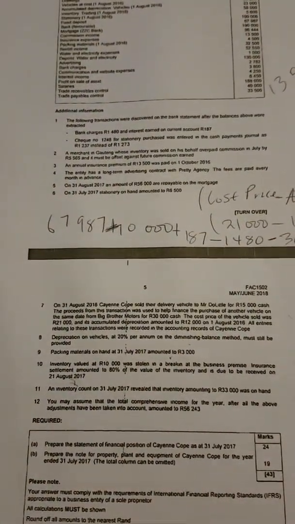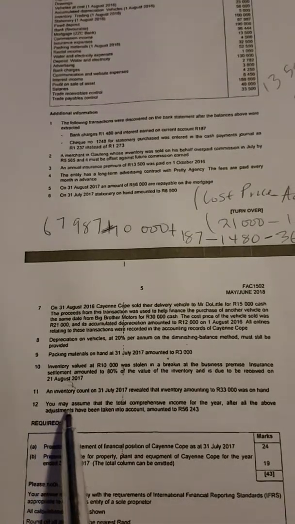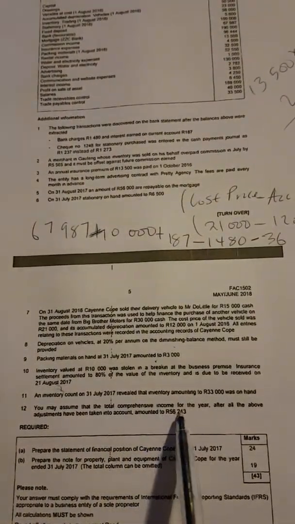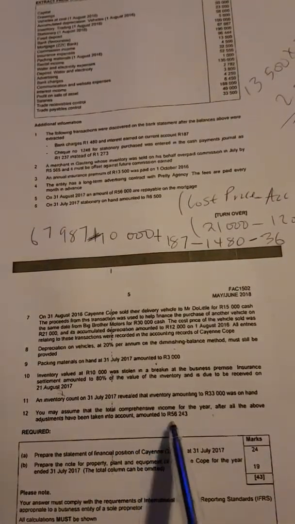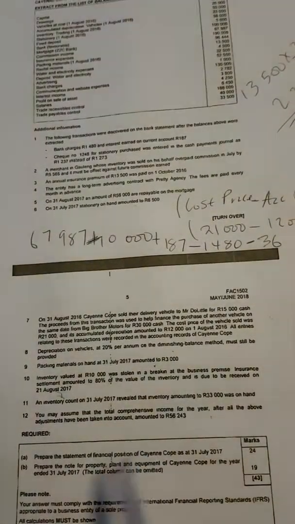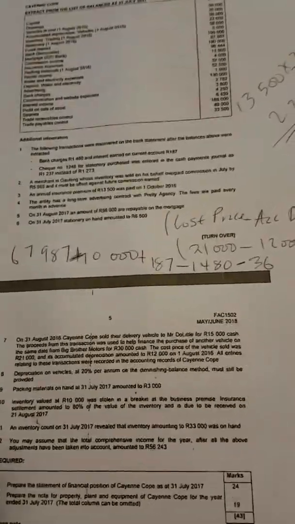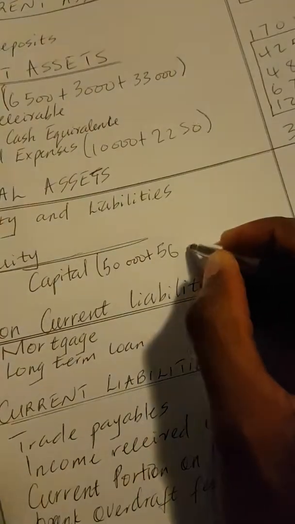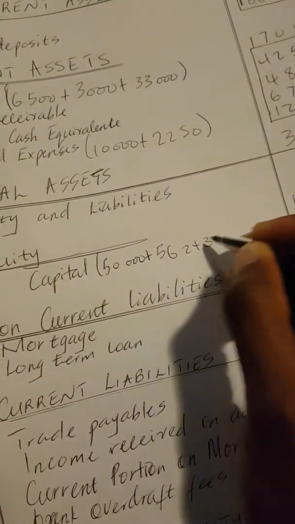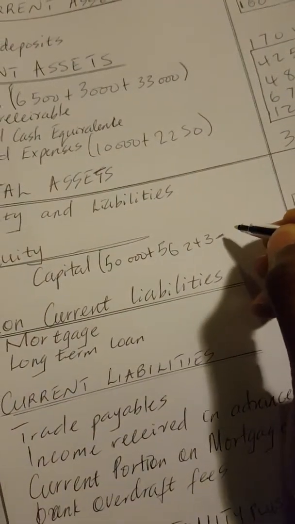Yes. On additional information number 12, they are saying you may assume that the total comprehensive income for the year after all the above adjustments have been taken into account amounted to 56,243. So the comprehensive income is 56,243. And then we subtract the drawings.